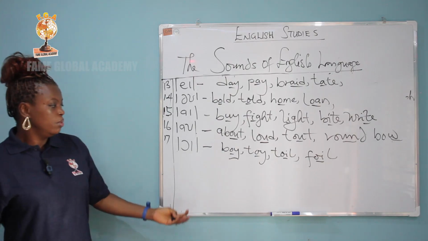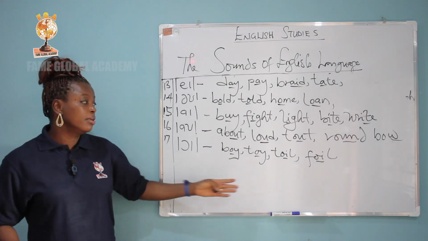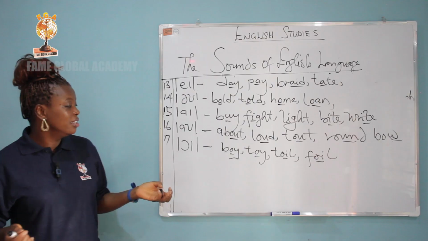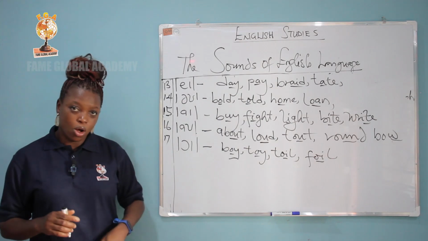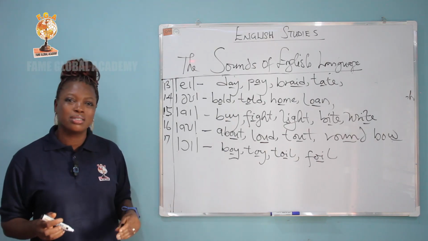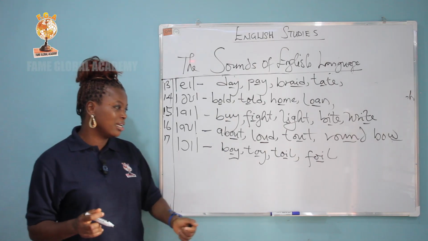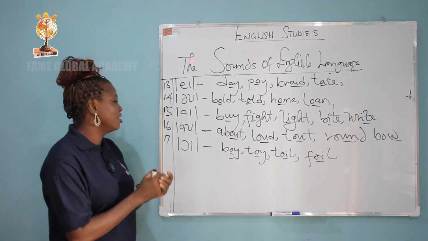So, in pronouncing these words, it is very obvious, very glaring that this sound oi is present in all of them. So they're just simple words, and then you can just go ahead and add more words.